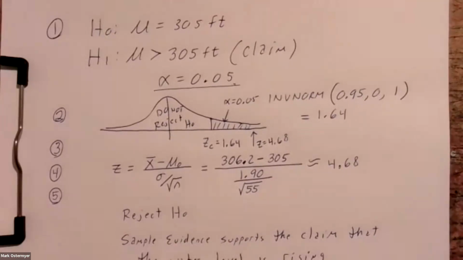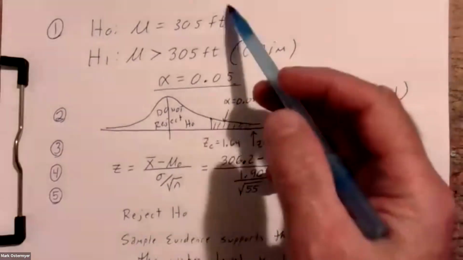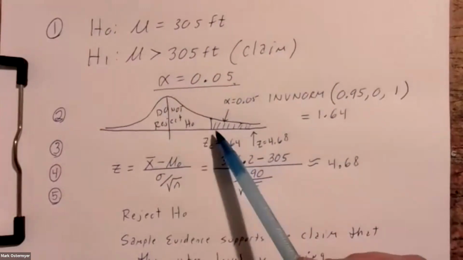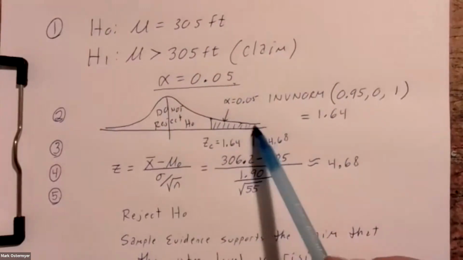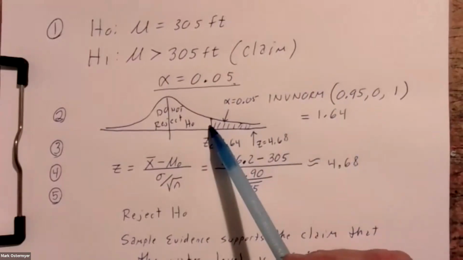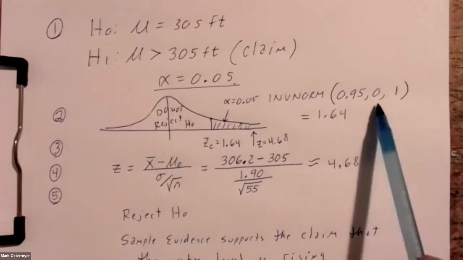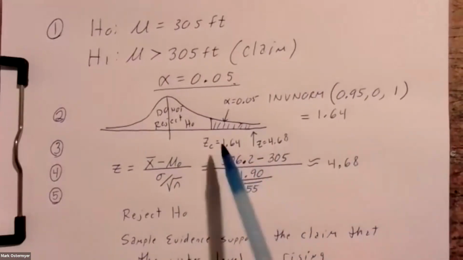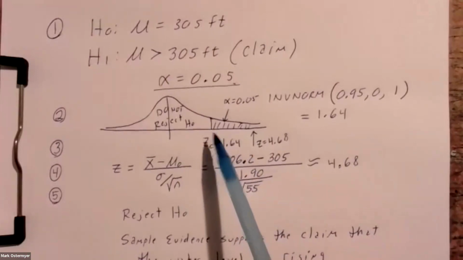All right, so these are the hypotheses we're testing. Testing at 5%, it's an upper tail test. The rejection region is found in the upper tail of the standard normal distribution. Using the inverse norm function, type in the area to the left of that critical Z value, 0.95. We get 1.64. Your critical Z value is 1.64.